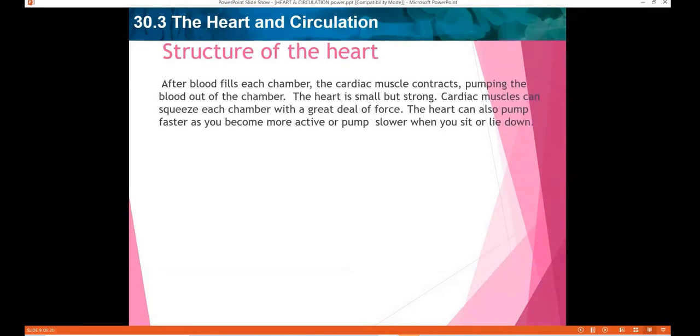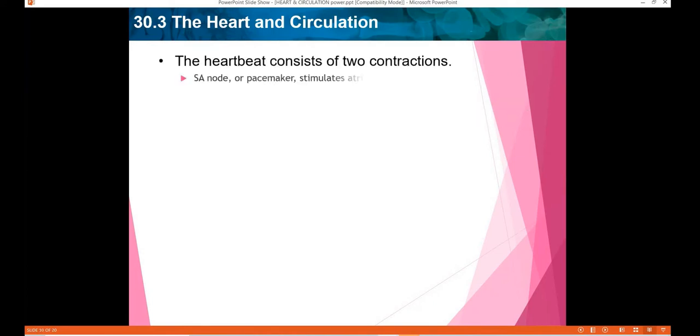So let's discuss the structure of the heart further. After blood fills each chamber, the cardiac muscle contracts, pumping the blood out of the chamber. The heart is small but very strong, and cardiac muscles can squeeze each chamber with a great deal of force. The heart can also pump faster as you become more active. It depends on your activity. Whenever you're doing any vigorous activity or exercise, your heart pumps faster. Otherwise, when you're sleeping or in a resting position, it pumps slower.